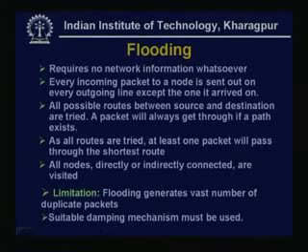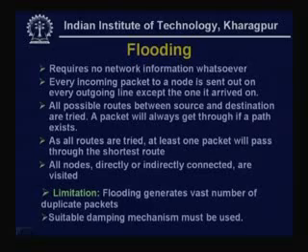If it is not contained, the number of such duplicates will increase alarmingly. The number increases in an unbounded manner. So suitable damping mechanisms must be used. If we use flooding, then the network will receive a large number of packets which may make it congested. We do not want that. So to overcome that, what has to be done? We have to take some measure such that the number of packets does not increase in an unbounded manner.